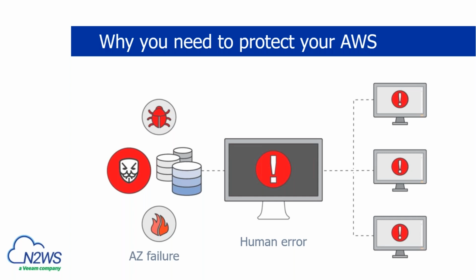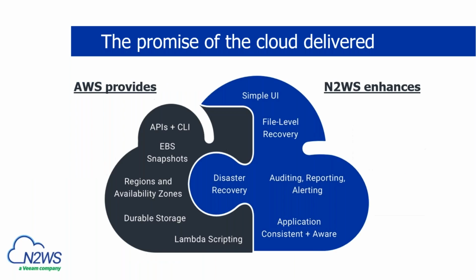The same thing also goes for AZ failures, ransomware. Not a day goes by where we don't see something like that in the news. And of course, also compliance and data security. I need to make sure that I'm compliant with the requirements to actually back up and secure all of my data. And last but not least, of course, also EBS failure. It does happen, and that's exactly where N2WS will deliver the promise of the cloud.